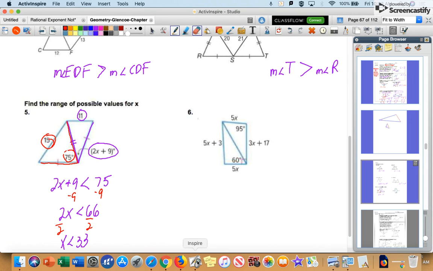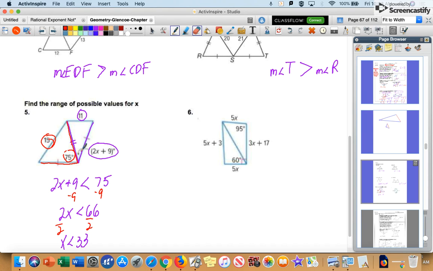And we'll go with this here. So we talked about x has to be less than 33 because the 2x plus 9 has to be less than 75. And so now I'm going to think about, all right, it has to be less than 33. Does 2x plus 9 have to be greater than anything?